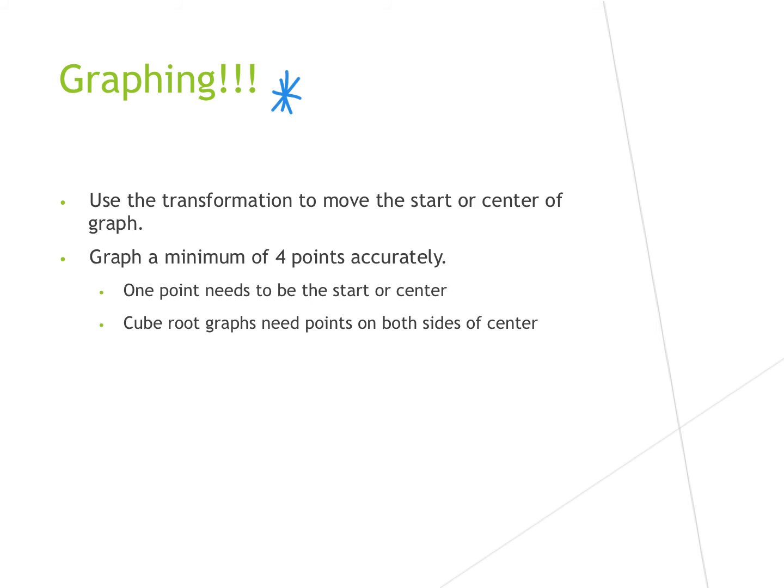My requirements: I use the transformation to move the starting point or the center of the graph, meaning where the square root function starts or the middle of the cubed root function. We want a minimum of 4 points graphed accurately. So you should be using your calculator, maybe even making a little table and plotting some accurate points. 1 point needs to be the start or the center, right? So if it's a square root, it's the starting point. If it's a cubed root, it's the center. And then if it is a cubed root graph, you need some points on both sides of the center. You can't have the middle point and then the other 3 points on one side. You need to have a little bit of a variety.